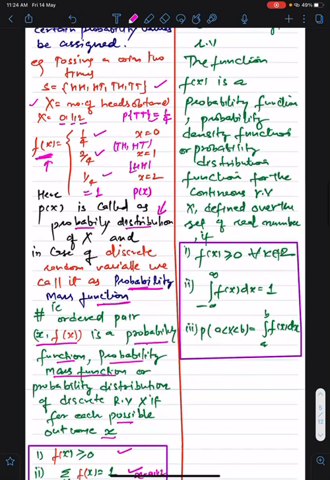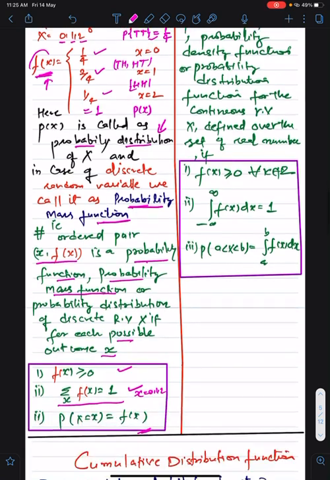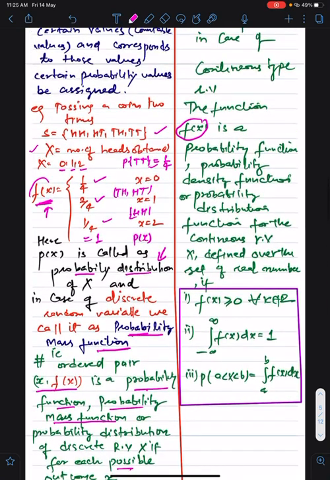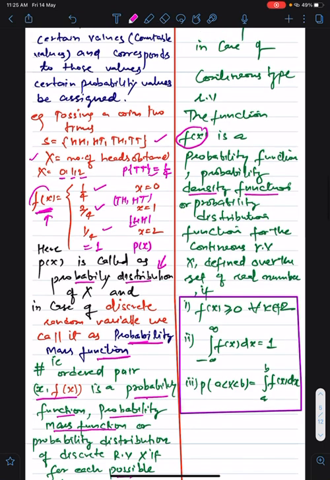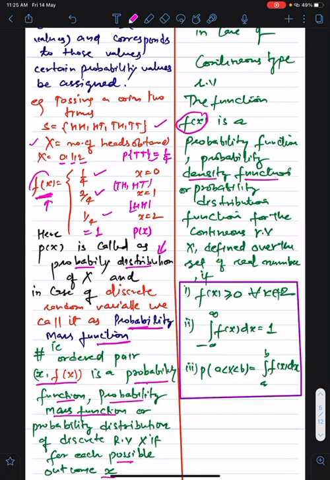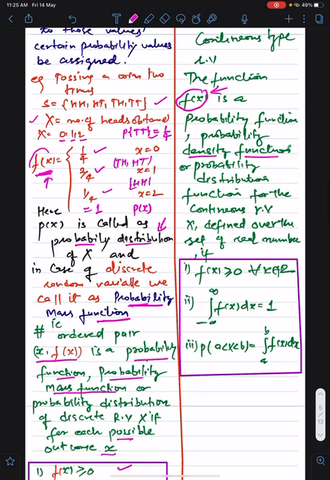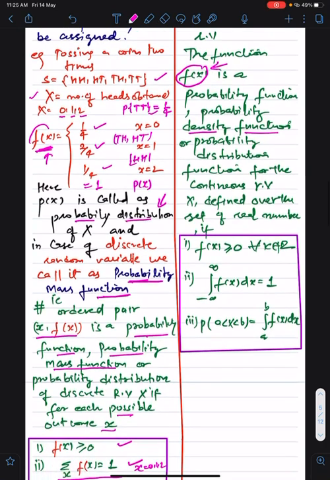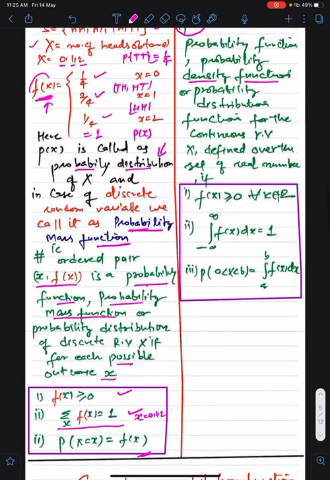But the name of this function f of x will change. Earlier, in the case of a discrete type random variable, it was the probability mass function, but in the case of a continuous type random variable, we call it a density function, or probability density function. Density function, you may find it in some sorts of questions, okay? You may find it quite often. They use density function instead of probability density function, but both are the same thing, okay? So you call this function f of x the probability density function, or probability distribution, or probability function as well, okay?